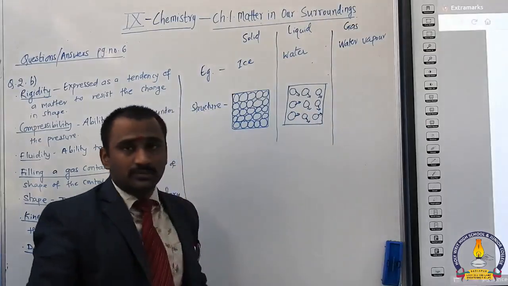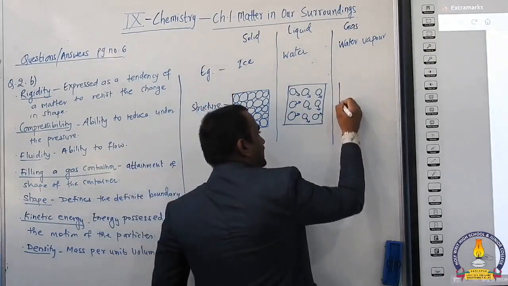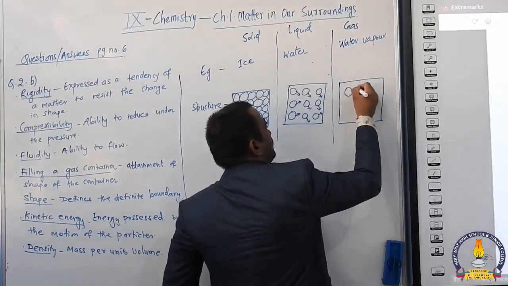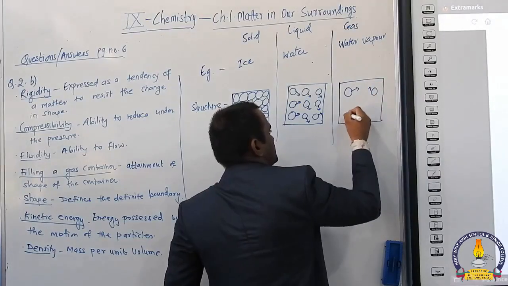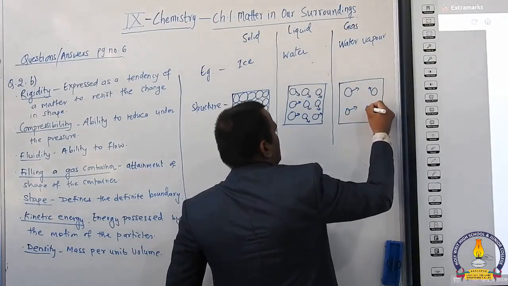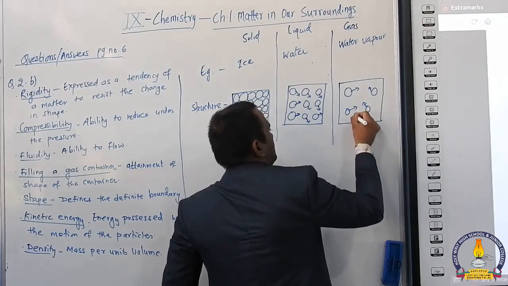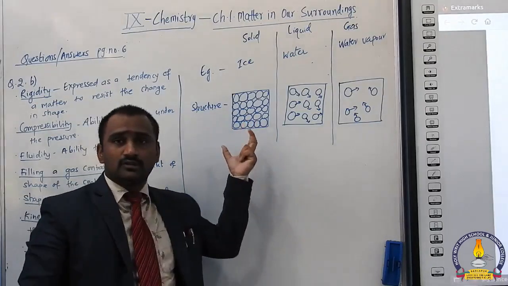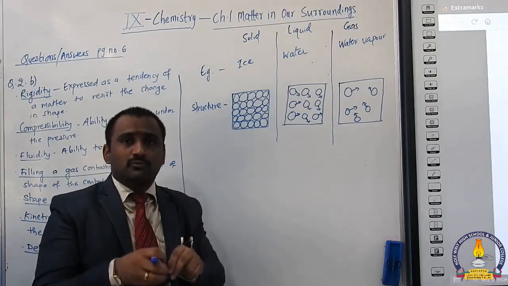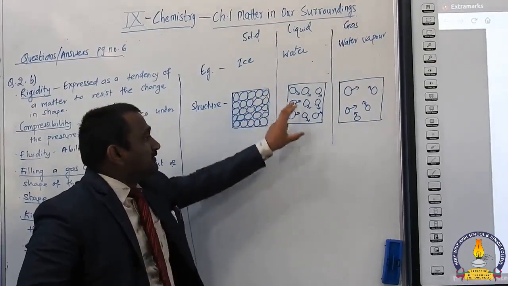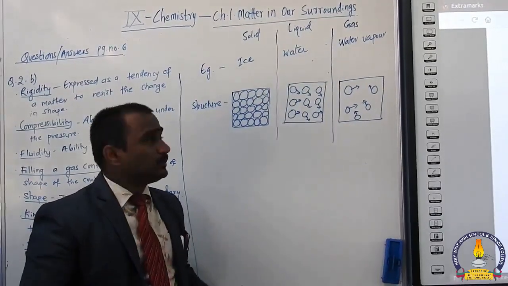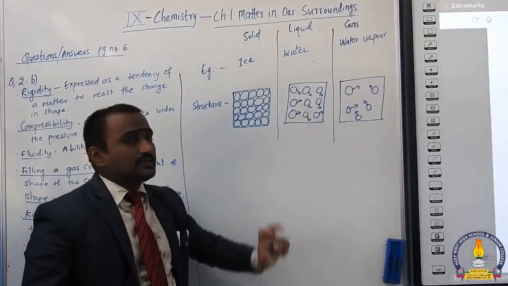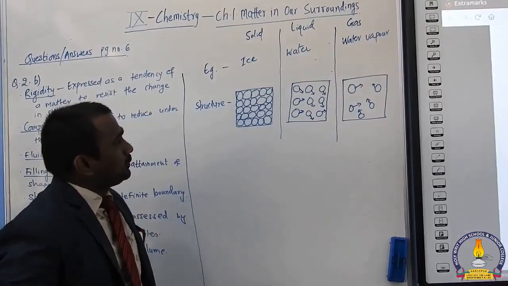In the gaseous state, it will again be different. It can be drawn like this. There will be more spaces between the atoms of the gaseous state, and this will be the difference between their structures. The solids have many atoms packed within the matter. Liquids have few spaces between them, and gases have many spaces between the atoms or particles of that matter.